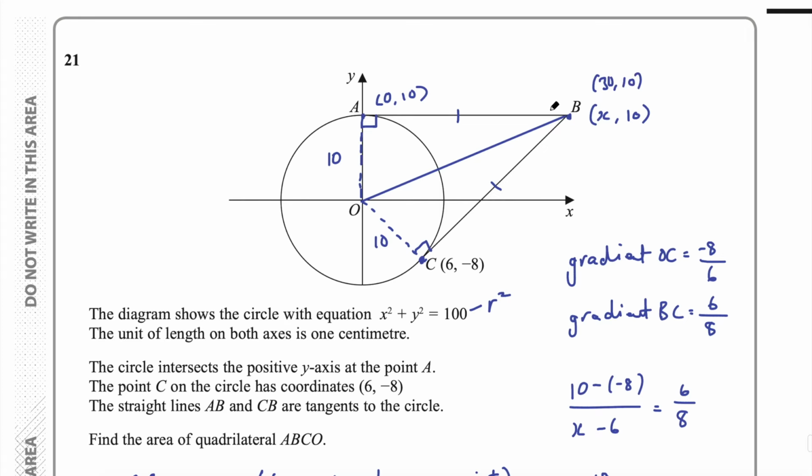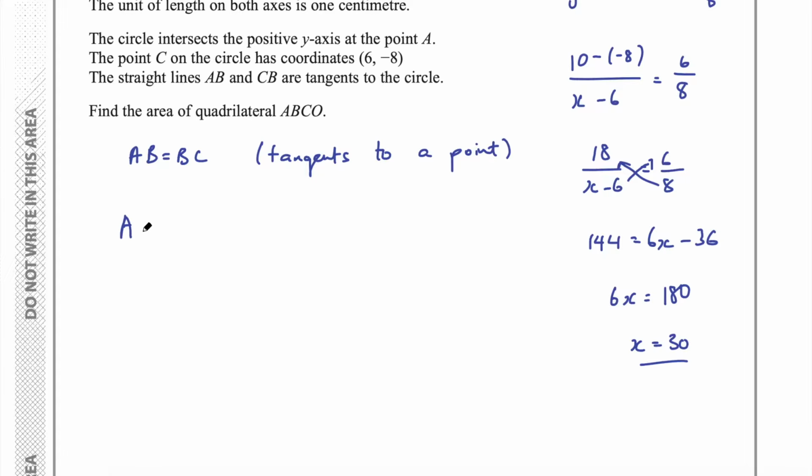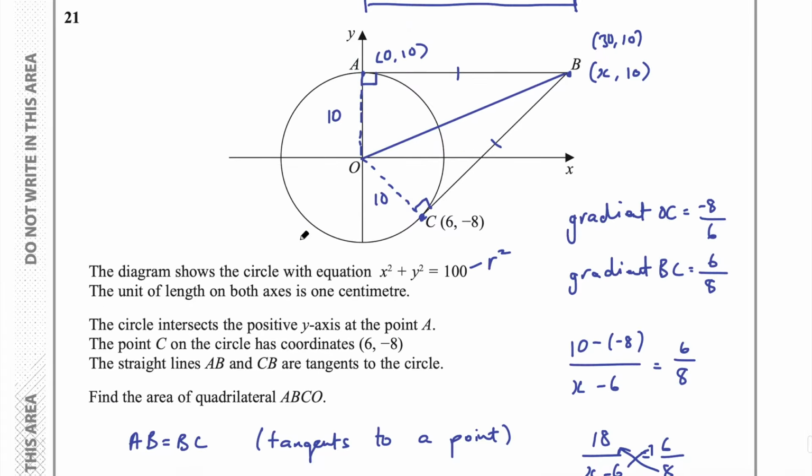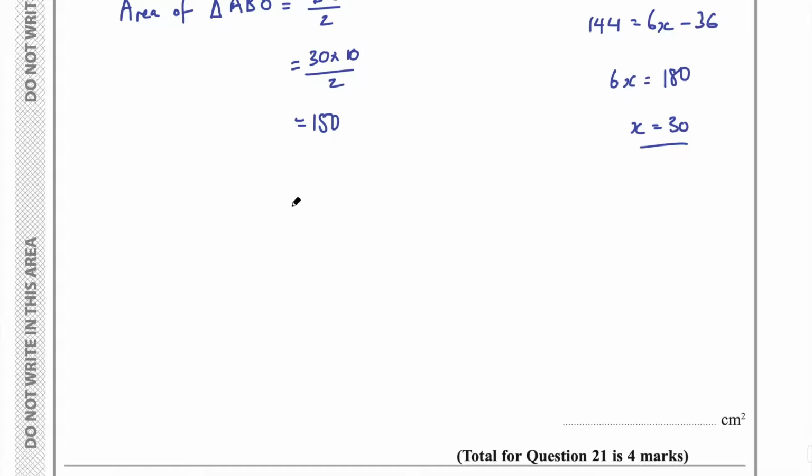Therefore, the length of AB is 30 because it's parallel to the x-axis. I know the height of that triangle, so I can find the area. It's just going to be the base times the height divided by 2. So the area of triangle, what was the triangle again? It was ABO. Triangle ABO equals the base times the height divided by 2, which is 30 times 10 divided by 2, which is going to be 150, 300 divided by 2. And it was in centimeters, so that's centimeters squared.